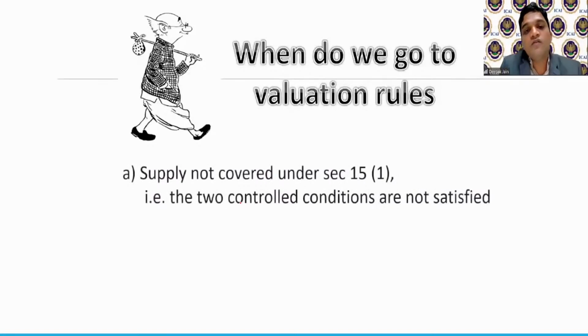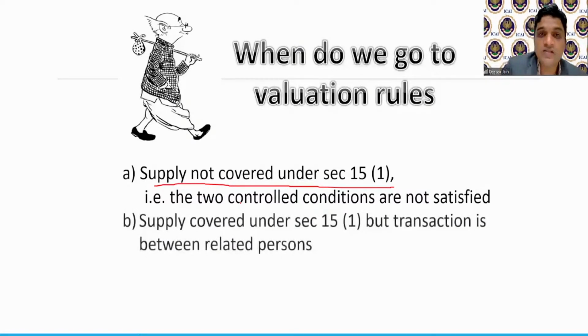Okay. So 15.4 says when you will have to go to the valuation rules. Our RK Narayan is walking and is saying go to valuation rules in the following cases: when supply is not covered under section 15.1, which means the two conditions are not satisfied, which is supply to an unrelated person and price being the sole consideration, with no influence of the relationship on price. If one of these two conditions is not satisfied, then you will go to valuation rules.